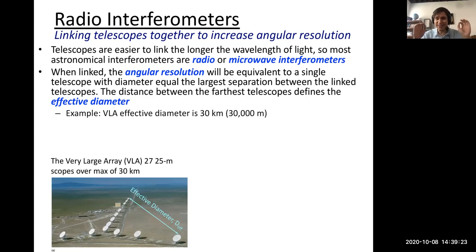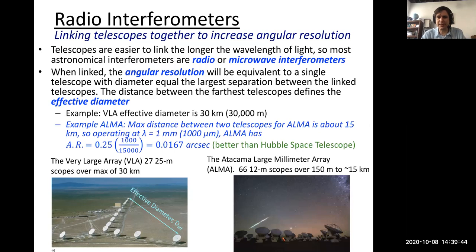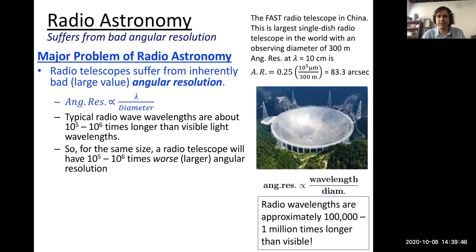30 kilometers. That's 30,000 meters. And since that's the largest distance between any two telescopes in the interferometer, that becomes the effective diameter of that interferometer working together as a super telescope. Now that was a lot of words, but really what that boils down to is that whenever we calculate angular resolution, we get to put 30 kilometers here.